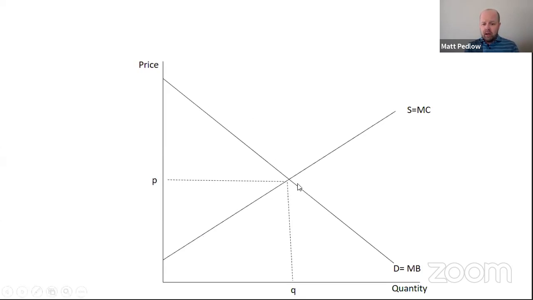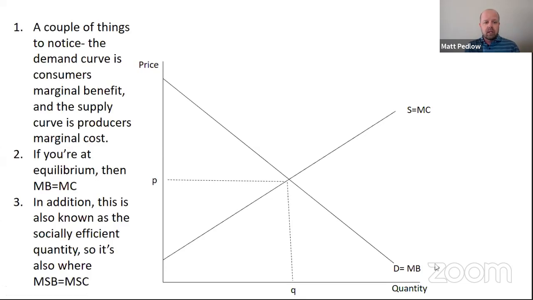So as we meet here at equilibrium, and your teachers all told you equilibrium is where quantity demanded equals quantity supplied. Well, if you look, it's also where marginal cost equals marginal benefit. And we can take this one step further. There's a couple notes here, and you don't necessarily have to write all this down, but notice that we have MB and MC listed as well.